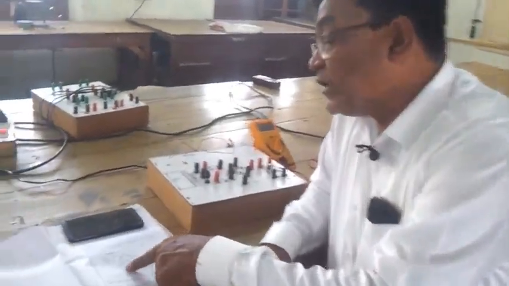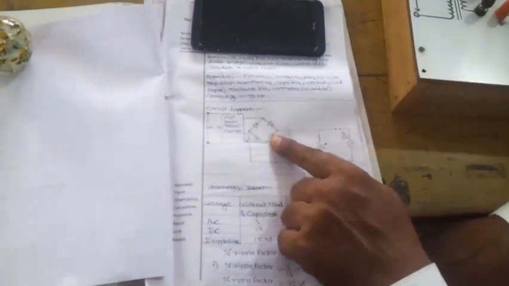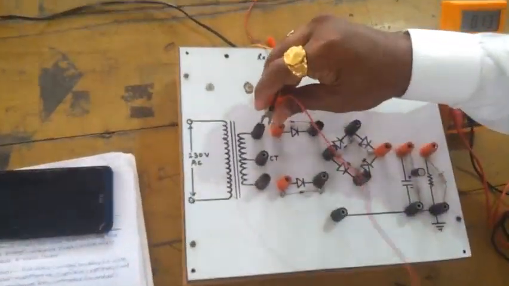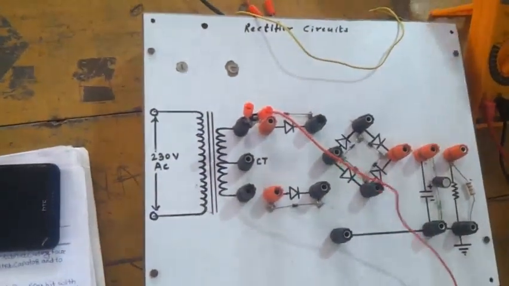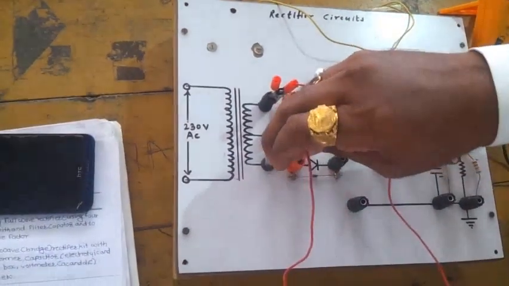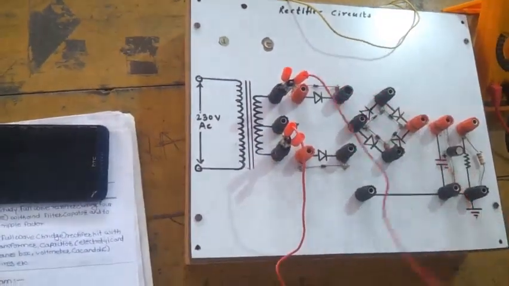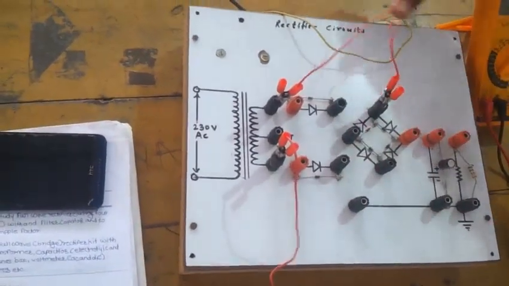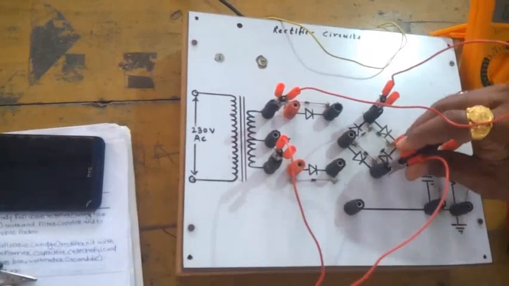Here the output of the transformer is connected to the bridge circuit, and one terminal is connected to the ground line. So we can perform this experiment practically using this. These two are the outputs of the transformer, and we connect them to this bridge circuit, to this terminal and the other terminal.